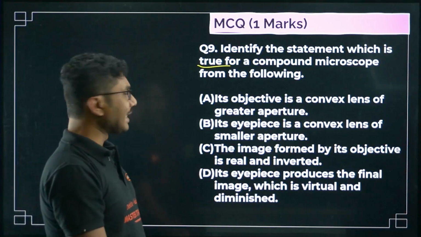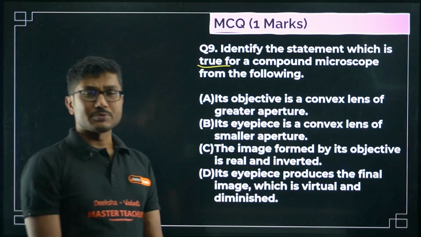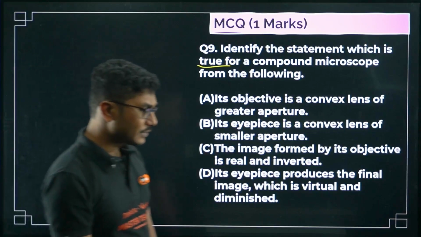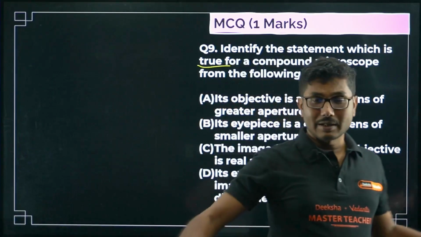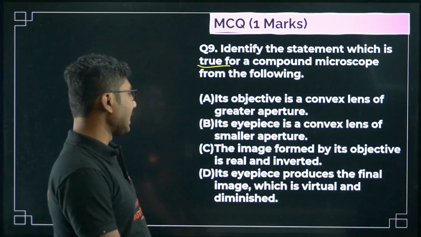Okay, so the eyepiece does not produce a virtual image which is diminished. The eyepiece produces an enlarged image. That is why we see a bigger image, right? The image formed by its objective is real and inverted.